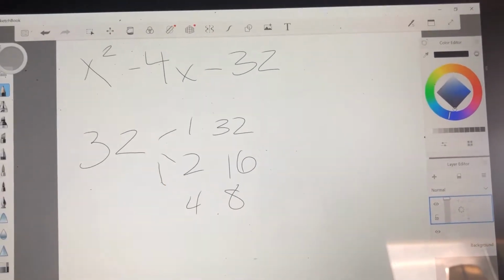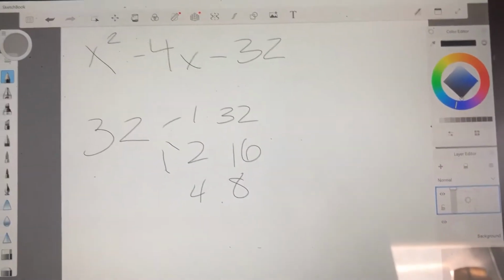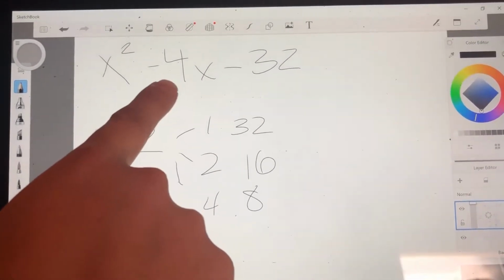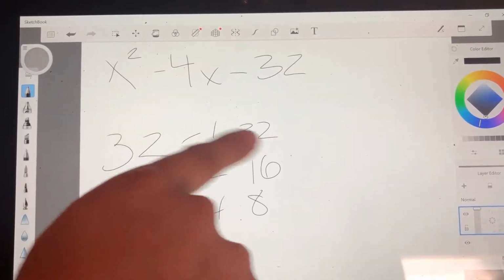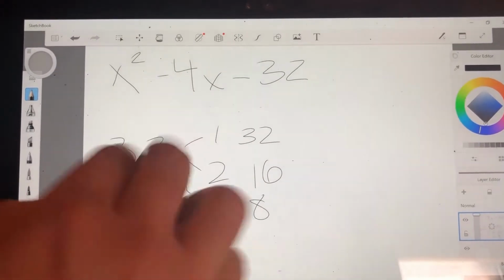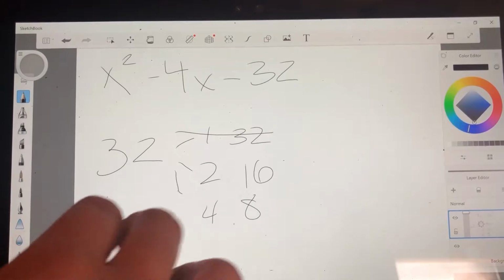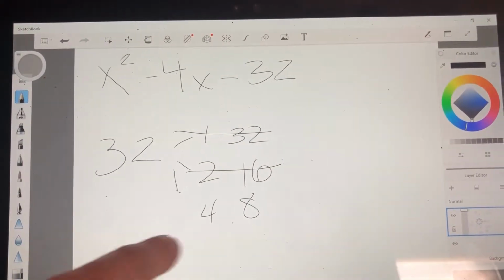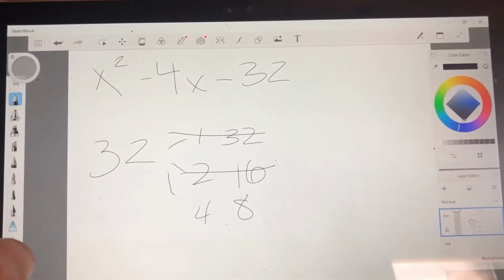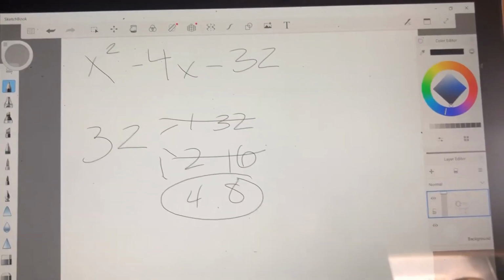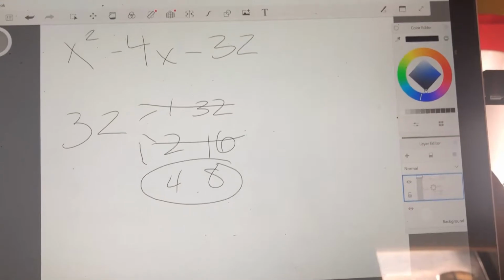So now that I have all my pairs, I look and see which pairs can either be added or subtracted to make this middle number. So 1 and 32 would make 31 or 33, so it's not going to be those numbers. 2 and 16 would make 14 or 18, so it's not going to be those numbers. 4 and 8, 8 minus 4 is going to be 4, so I know that my two numbers that are going to be in the parentheses are going to be 4 and 8.